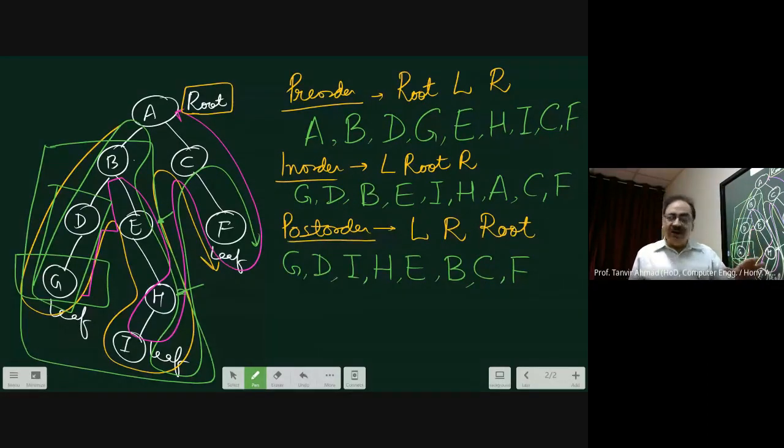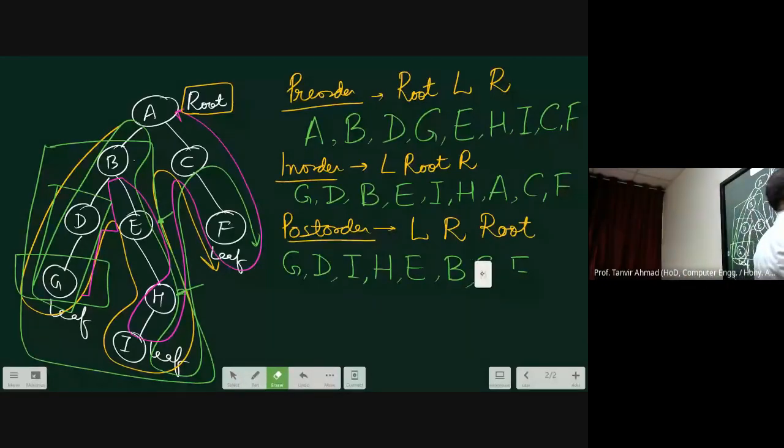But this is not like this. There is something wrong in it. When I am going to C, I find that I have to process the left one. There is no left of C. Therefore, you come back to C, but you cannot process C because there is already a right of C. Therefore, I will process F first, and then I will process C, and then I process B.